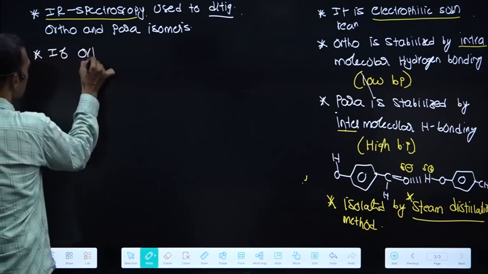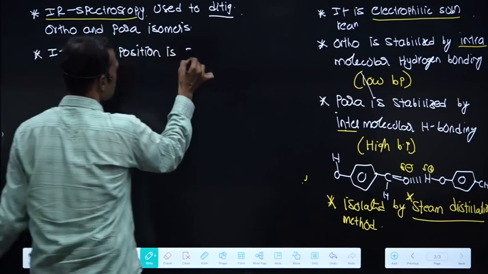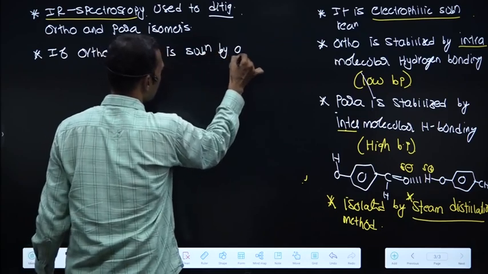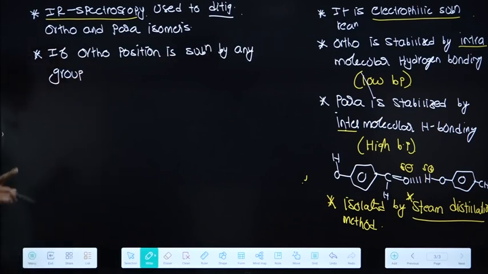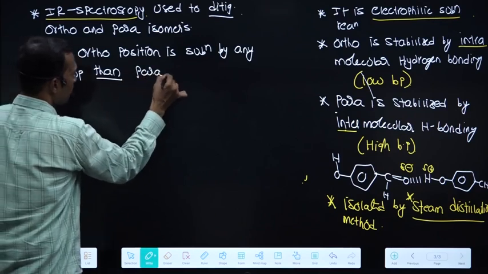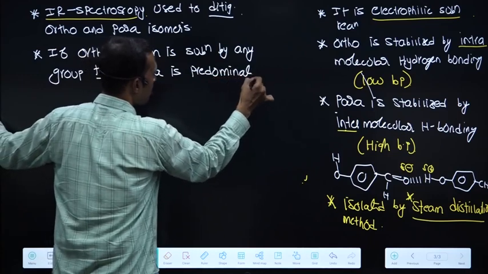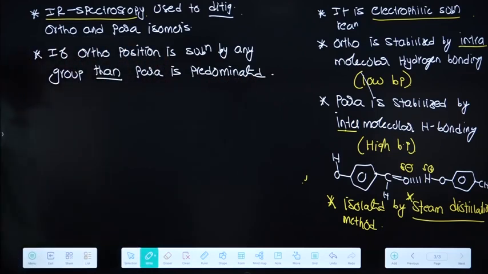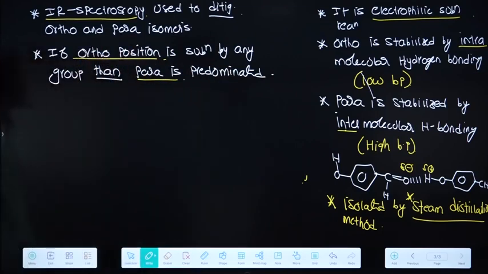See, if the ortho position is substituted by any group, then which is major? Para is predominant. If both ortho and para are possible, give priority to ortho. Suppose at least one ortho position has a substitution, then give priority to para. If the ortho position is substituted by any group, give priority to para. The para position is predominant.